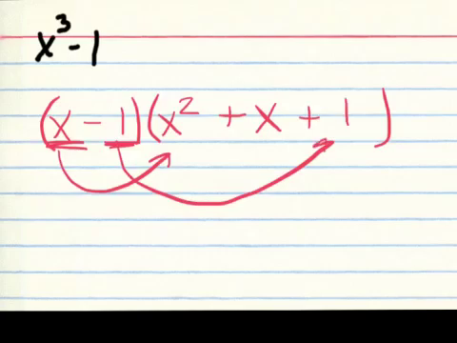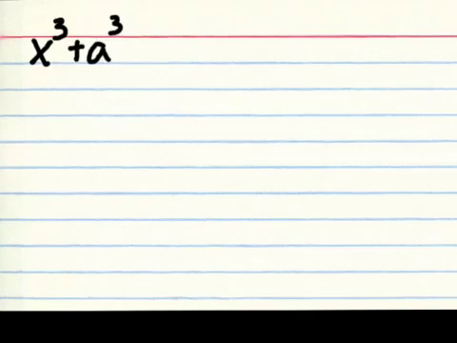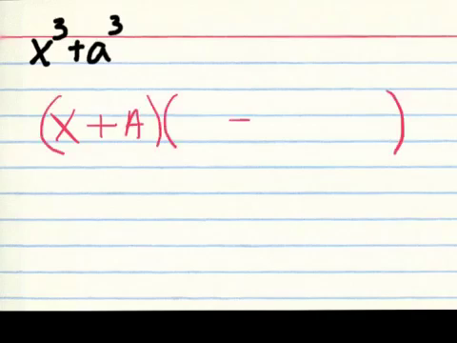Example 3. In this case you have the sum of two cubes. So the cube root of x cubed is x. Then you put a plus sign. The cube root of a to the third is a. And now for your quantity on the back end, you'll have a minus and then a plus.